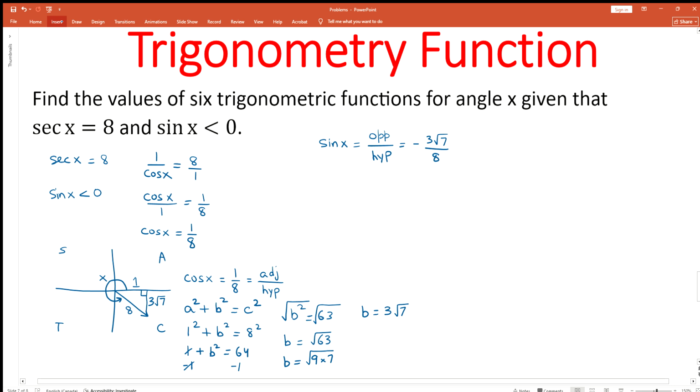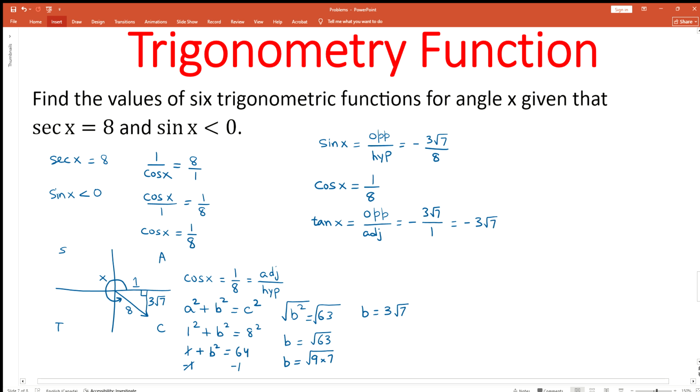The next ratio is cos. We found out the value of cos x from the given ratio secant x. Cos x is equal to 1 over 8. The next ratio is tan. tan x is equal to, the formula for tan is opposite over adjacent. In quadrant 4, tan is negative. The length of the opposite side is 3 square root 7. And the length of the adjacent side is 1. We can simplify this fraction to just negative 3 square root 7.